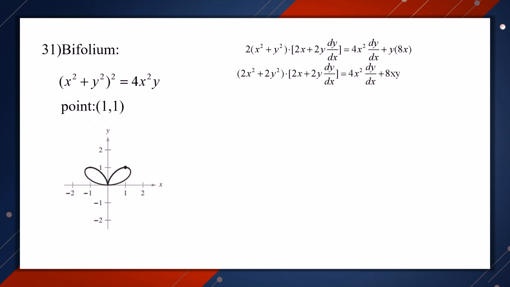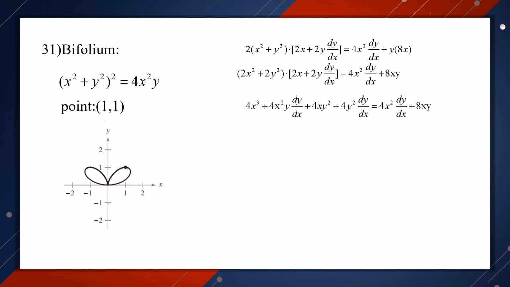And then we just simplify it, and we can get 2x to the power of 2 plus y to the power of 2 times 2x plus 2y times dy over dx equal to 4x to the power of 2 times dy over dx plus 8xy.